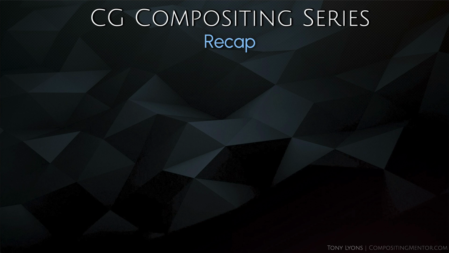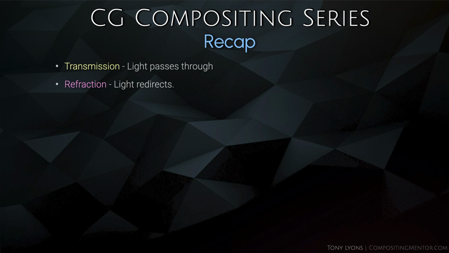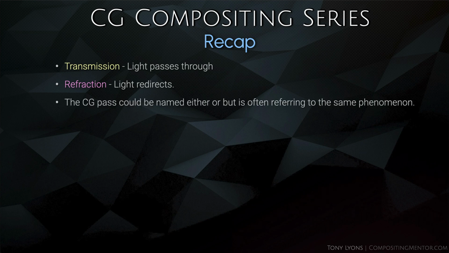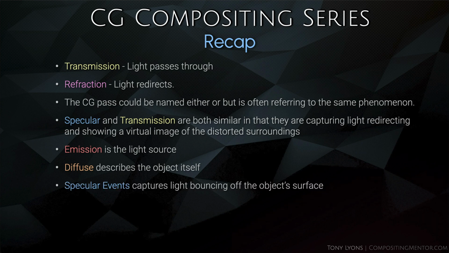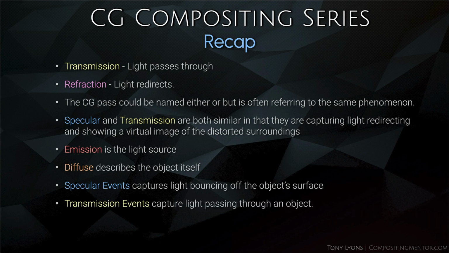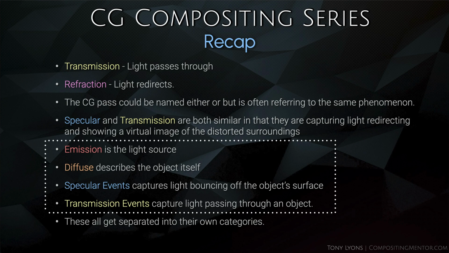Let's recap what we've learned so far. Transmission means light passes through the surface or material. Refraction means light redirects, bends, changes direction, however you want to phrase that. The CG pass could be named either transmission or refraction, but they're often referring to the same phenomenon here. Light passing through and changing directions. Specular and transmission passes are both very similar in that they are capturing light that is redirecting and showing a virtual image of the distorted surroundings. Emission is the light source. Diffuse describes the object itself, the material properties of that object. Specular events capture light bouncing off the object's surface. Transmission events capture light passing through an object's surface. And these all get separated into their own categories.